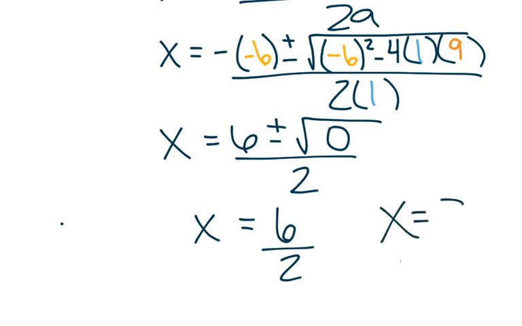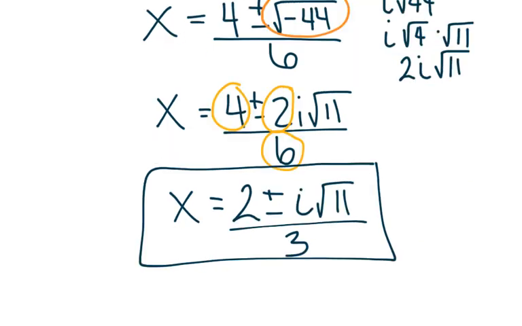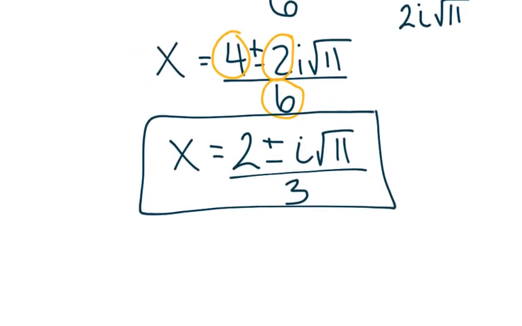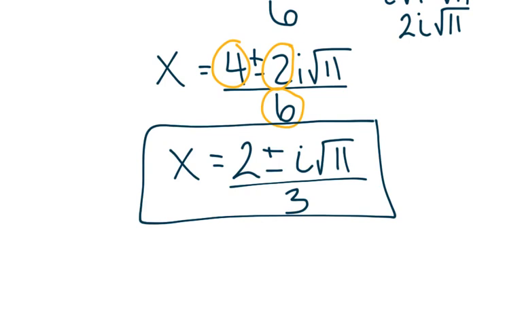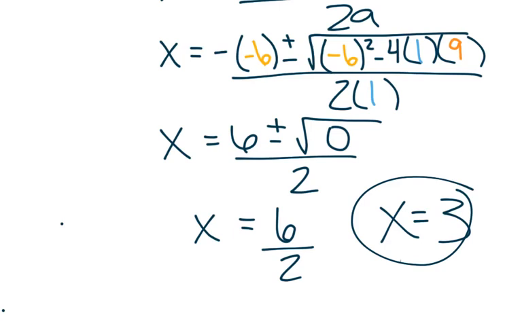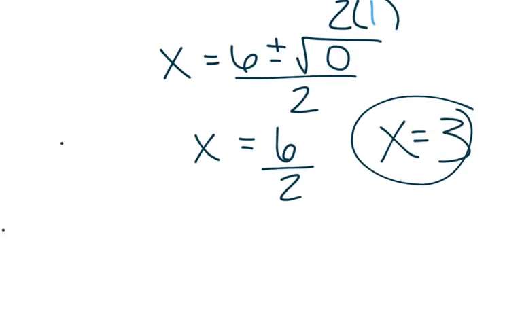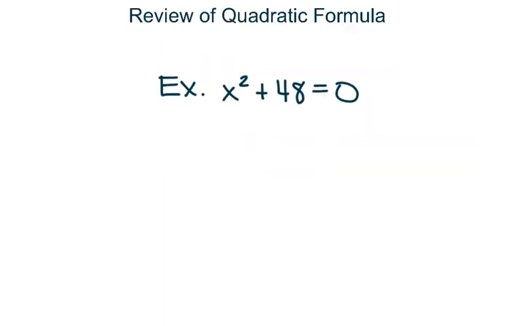Which is 3. Alright, so in the previous problem, we ended up with 2 imaginary solutions. They were imaginary because they had an i. There are 2 solutions because of the plus and minus. This one, we ended up with 1 real solution. Perfectly fine.